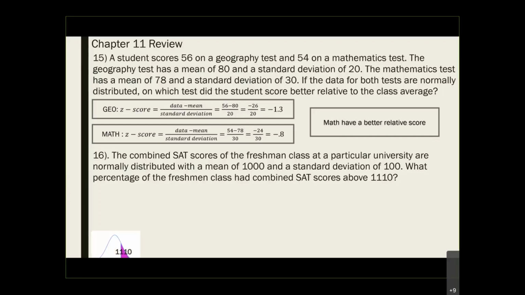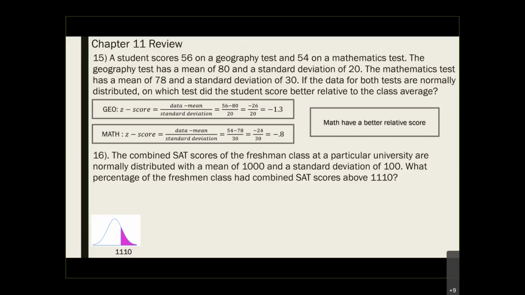Reminder, this is what we want to do: we want to sketch, right? We want to know which area underneath this normal distribution curve they ask us. Do you agree that they ask what percentage of the freshman class have a combined SAT score above 1,110? Above means anything on the right, right? If you turn this thing right side up, then you see anything above 1,110 is the area on the right.